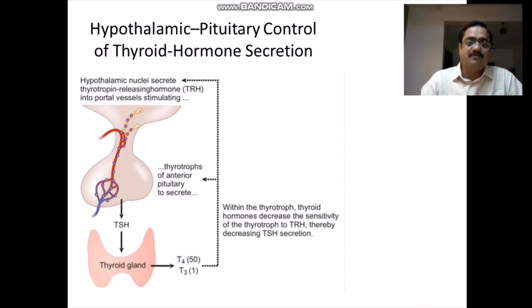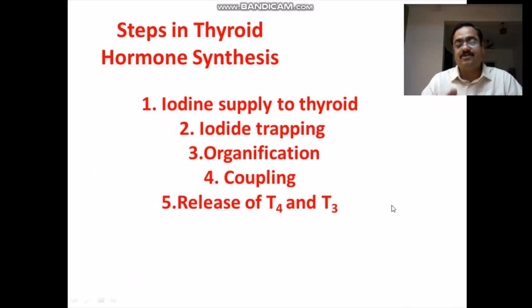In this particular cartoon, what you can see here, the hypothalamic nuclei secrete TRH into the portal vessels, and that stimulates the thyrotroph of the anterior pituitary gland to secrete TSH. And this TSH stimulates thyroid gland to release T4 and T3 into the circulation. And within the thyrotroph, this thyroid hormone decreases the sensitivity of the thyrotroph to the TRH and thereby decreases TSH secretion. So this is a normal state of secretion of T4 and T3 with the help of TRH and then TSH.